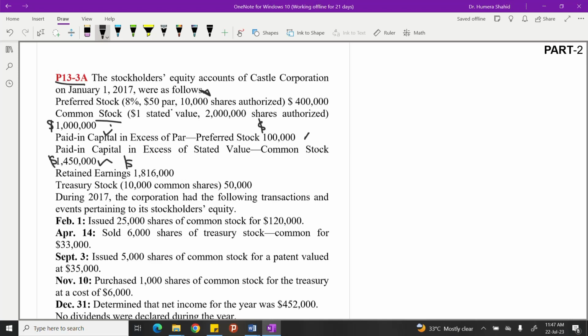It's also in dollars. Retained earnings $1,816,000. Treasury stock $50,000. How many shares? 10,000. During 2017, the corporation had the following transactions and events pertaining to the stockholders' equity.